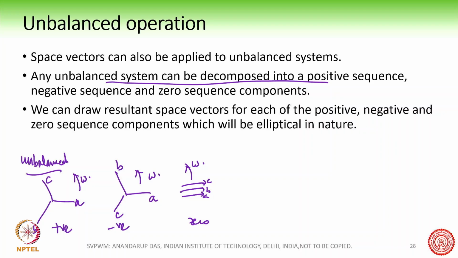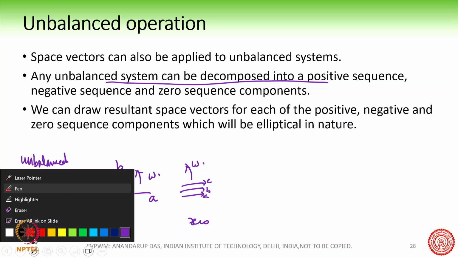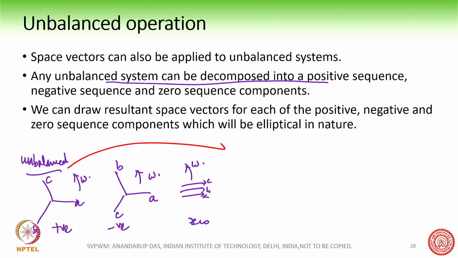Now in many cases we don't take the zero sequence vector, because in isolated neutral systems the load current cannot have the zero sequence. Suppose we take the simpler case, where we have the positive sequence and negative sequence components. The positive sequence is a balanced system and will create a positive sequence space vector, which is like this.